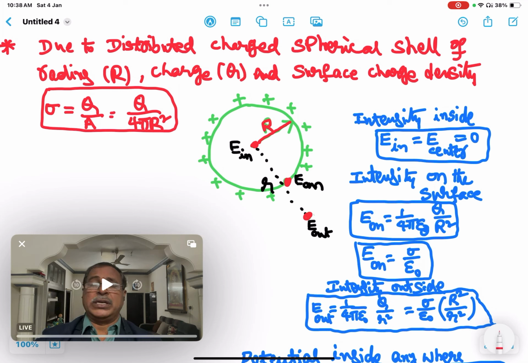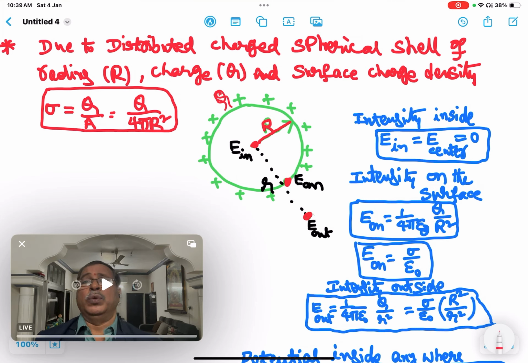So the intensity inside is 0. Now on the surface: on the surface it means q by r square, because the charge q is given here. This is the charge. I'm writing with the pen here. Charge q is present on the surface, then with the radius given, q by r square is the formula.